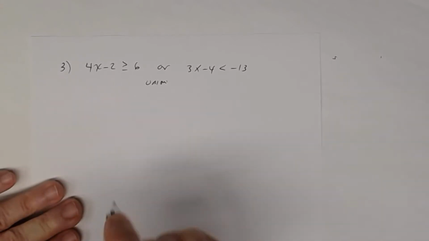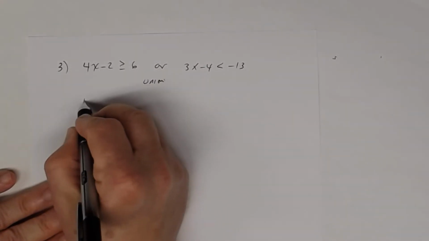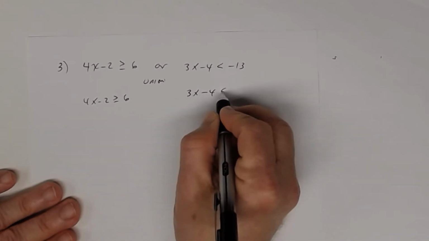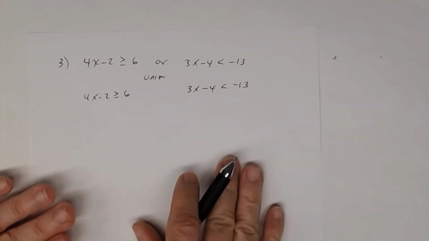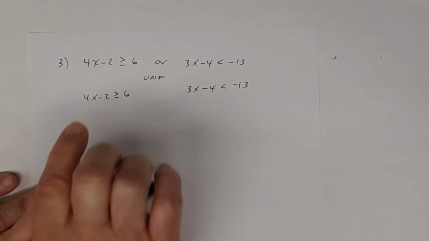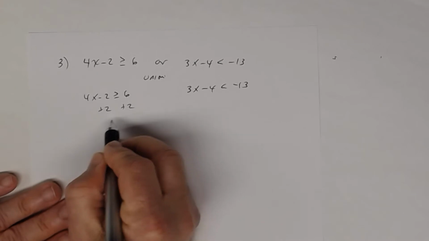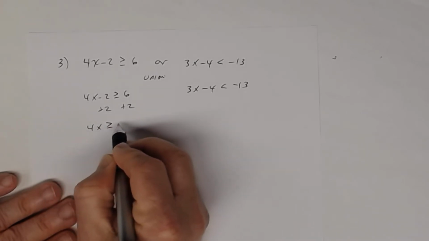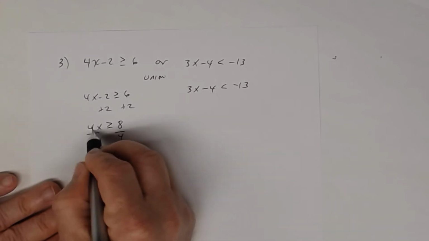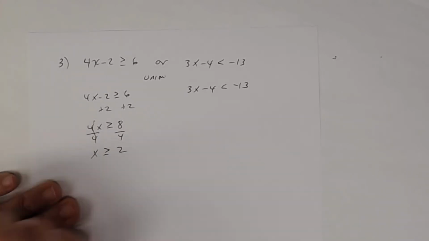Okay? All right, so we're going to do the same thing. We're going to solve each one individually. So let me go ahead and rewrite this over. And let's do the process. So let's solve each inequality individually. To get x by itself, I'm going to go ahead and add 2 to both sides. So I get 4x is greater than or equal to, and then 6 plus 2 is 8. And then divide both sides by 4. I get x is greater than or equal to 2.